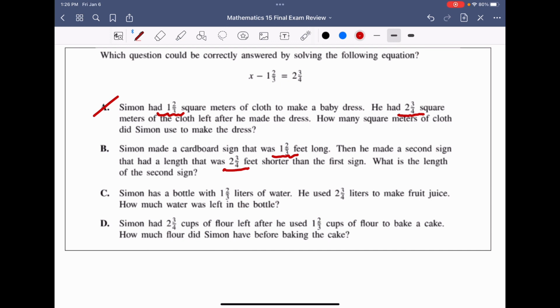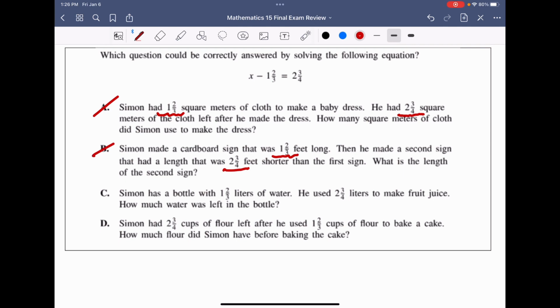If he has this amount of material that represents what he makes in the cardboard sign, it's this amount of feet long, and then all of a sudden the next one is 2 3/4 shorter than the first one, that means you're taking away more than what was originally used. That definitely can't be true.